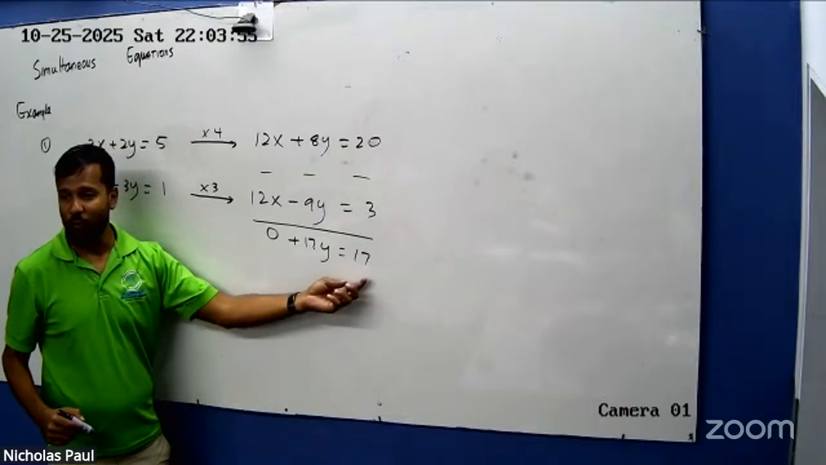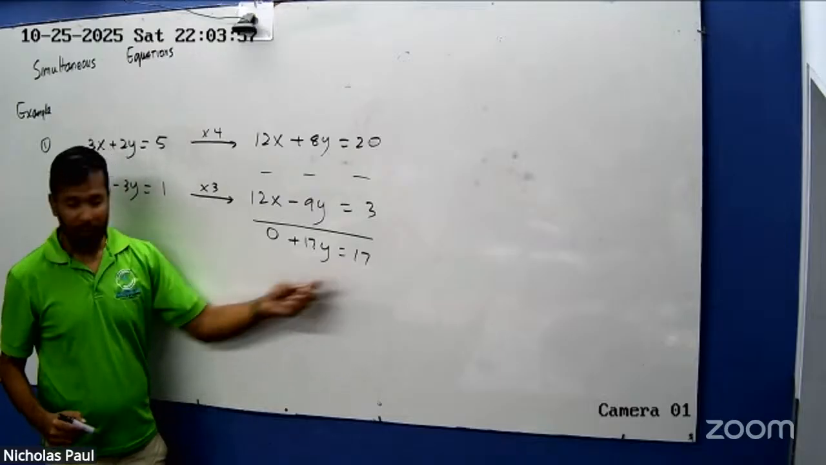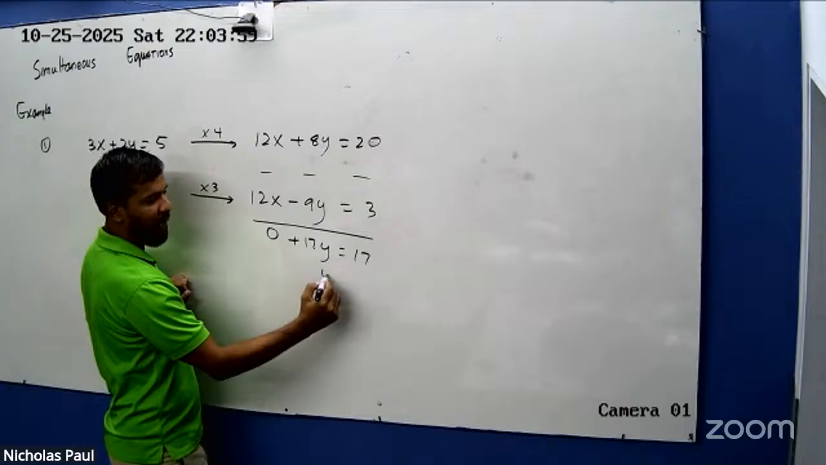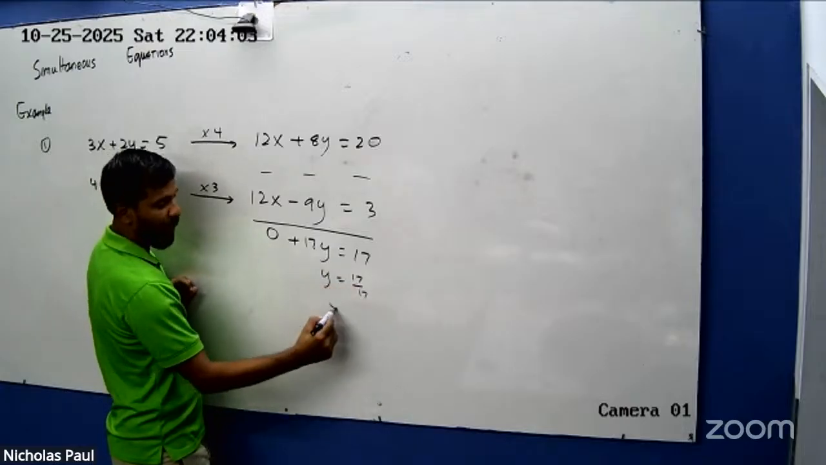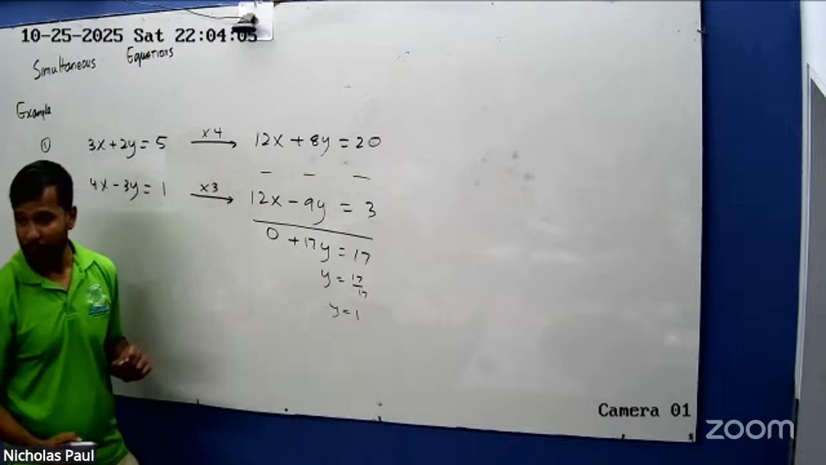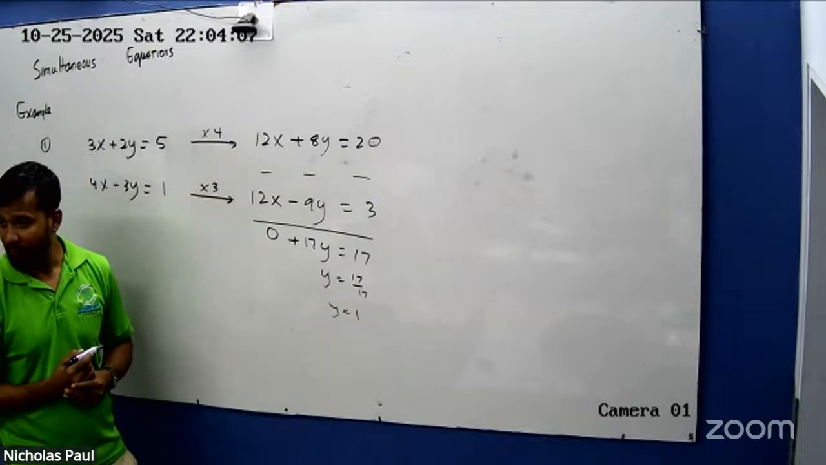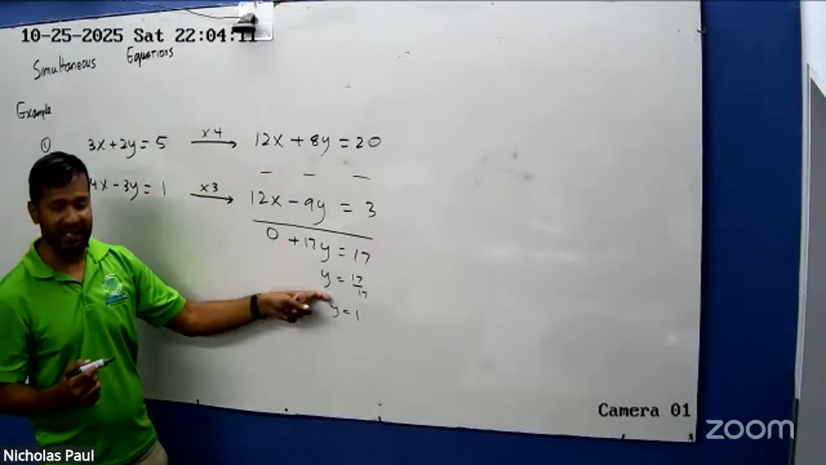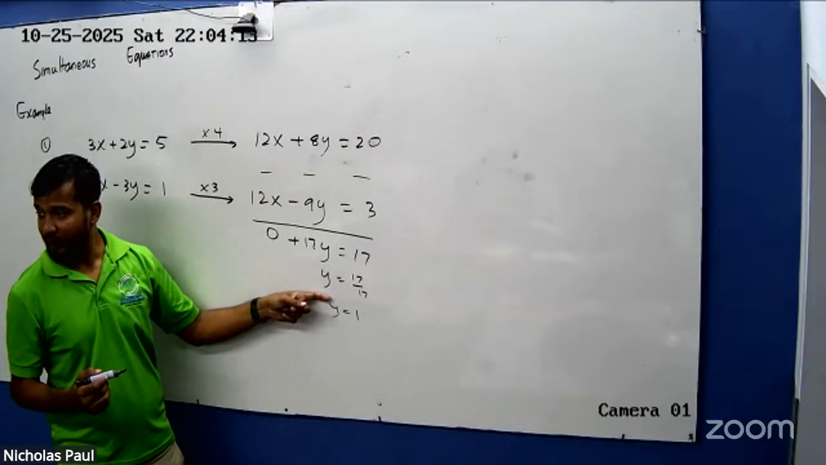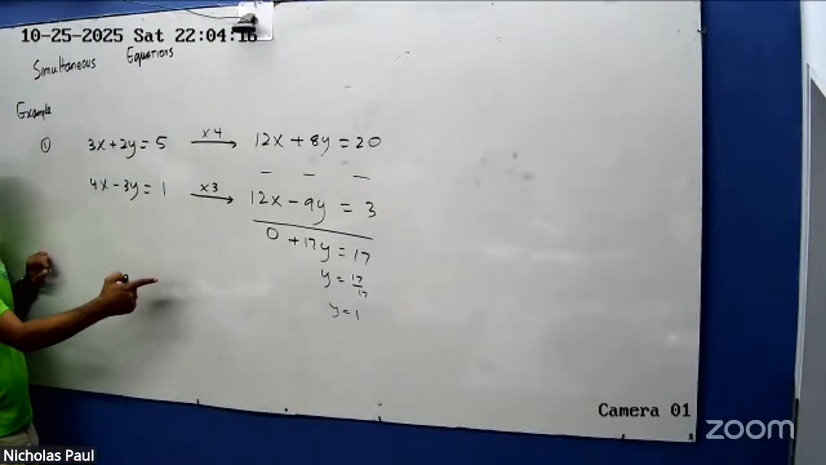17y is equal to 17. So when I move across multiplied, it becomes divide. So y is equal to 1. Are you okay with that? Everybody okay with that? So you multiply, you minus, then you divide. Right? Last step. We just found y, right?